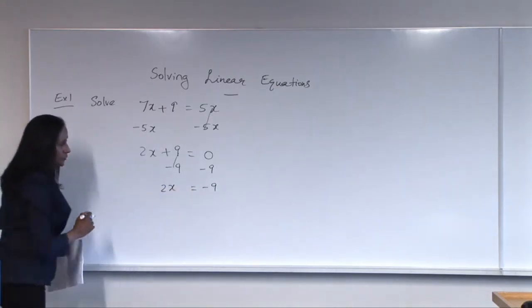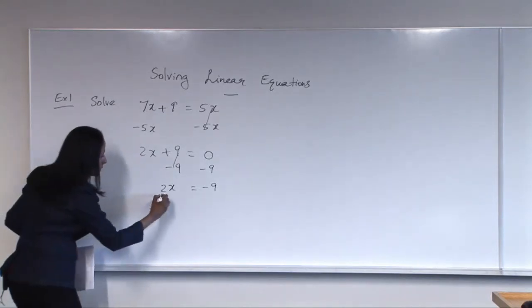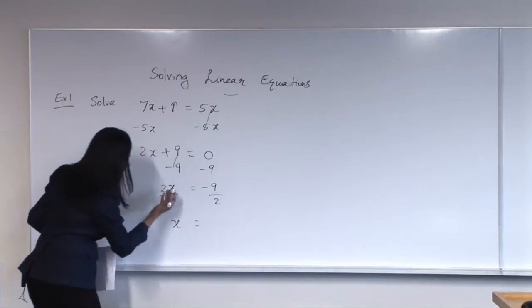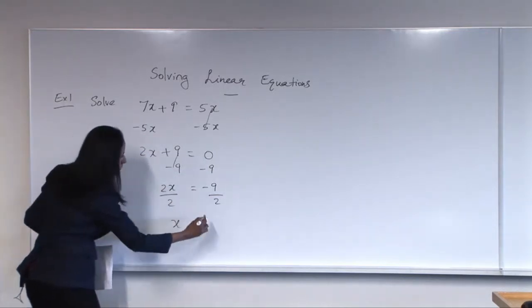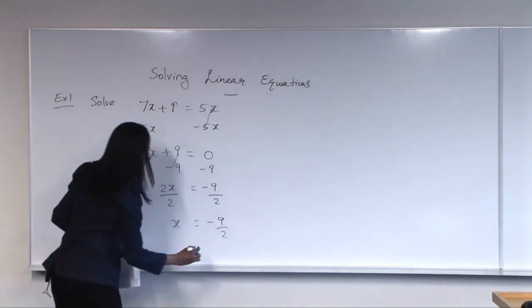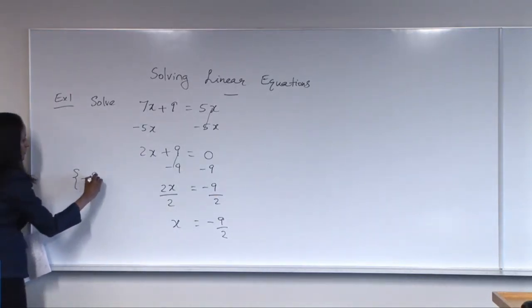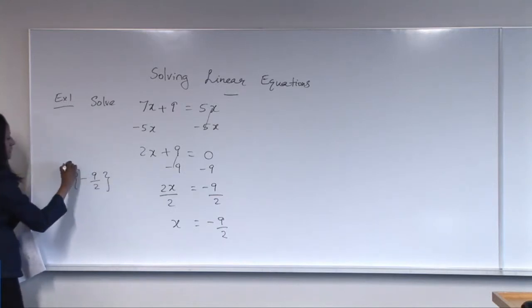And now we have 2x is equal to negative 9. Divide both sides by 2. So you get x is equal to, 2x divided by 2 is x, x is equal to negative 9 halves. So this is the solution for this linear equation.